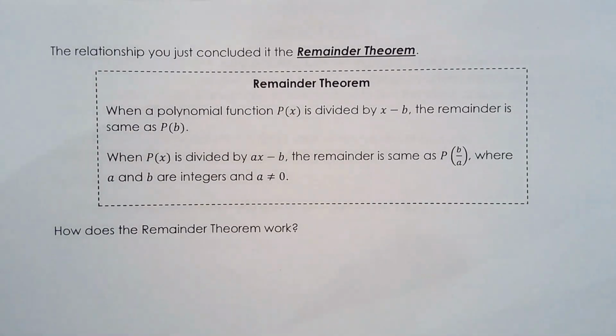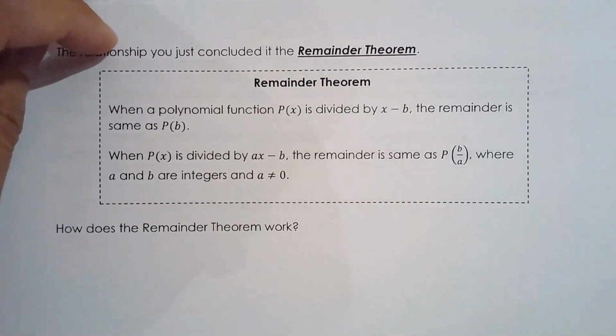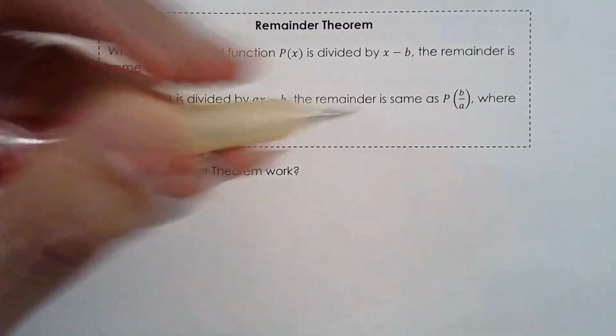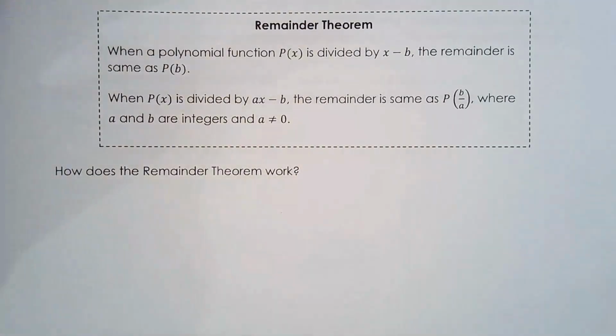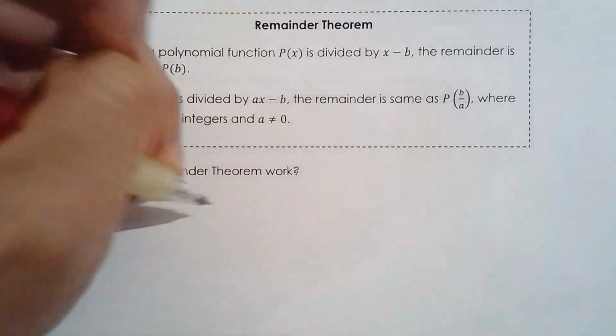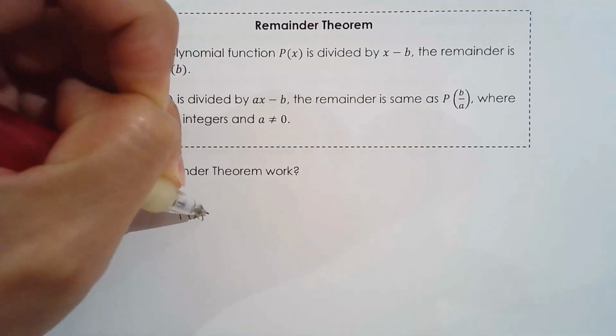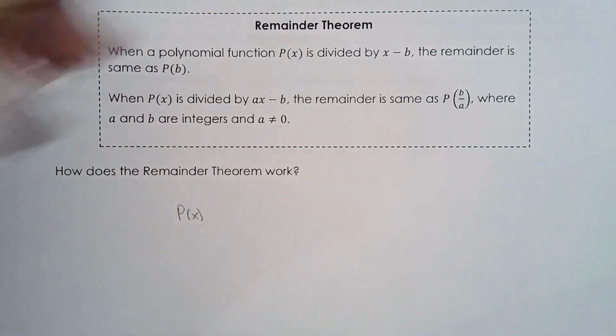So now we have several questions. The first one being, how does the remainder theorem work? It's great that I told you that this is true, but how does it work? And secondly, why do I care about the remainder? So let's answer the first question. How does it work? It works because p of x is your polynomial, but it's also your dividend.